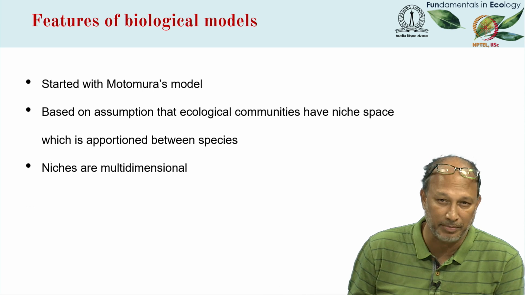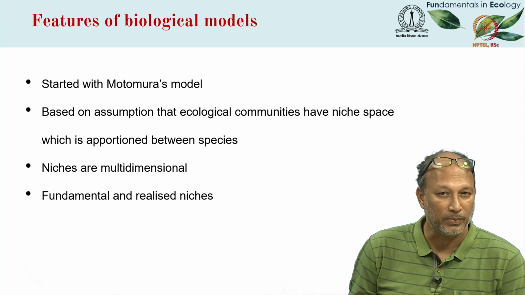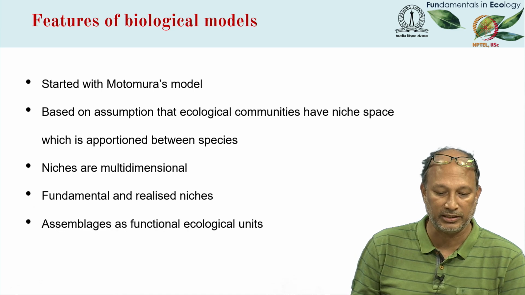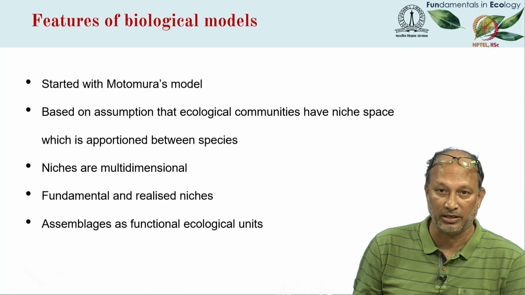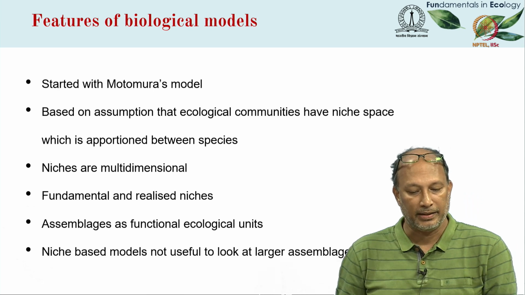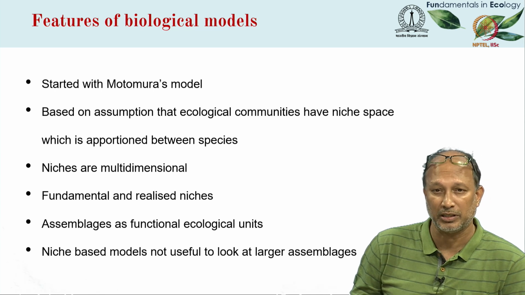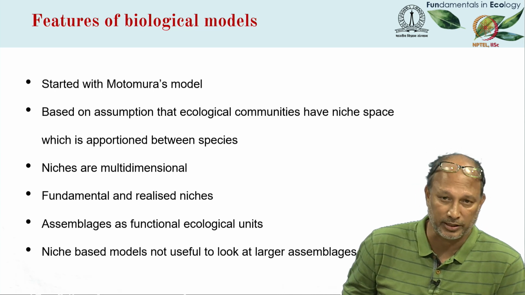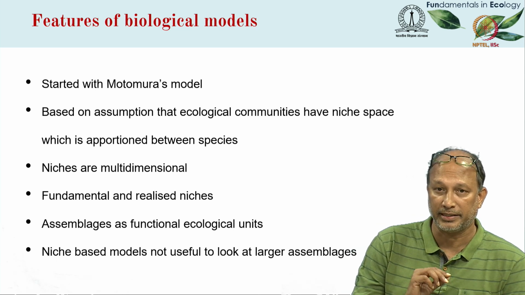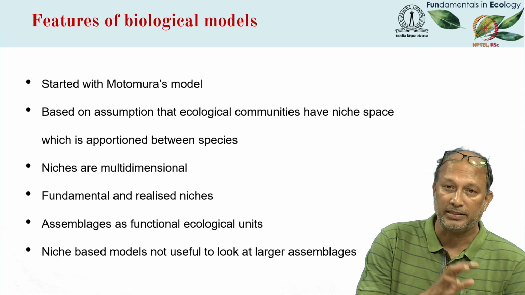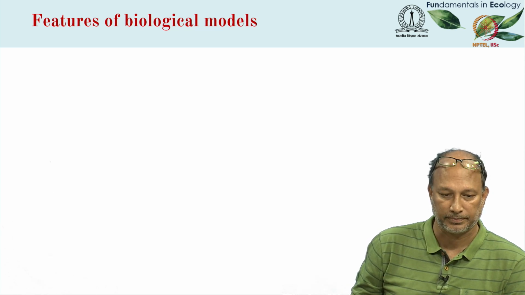These niches are multidimensional. We're not examining what these niches are composed of. We're not getting into questions of fundamental and realized niches. And we are looking at these assemblages as functional ecological units. And these niche-based models may not be particularly useful when we look at much, much larger assemblages, either spatial or taxonomic. Right? So what's important to distinguish these from statistical models is that we are basing these on certain ecological processes.